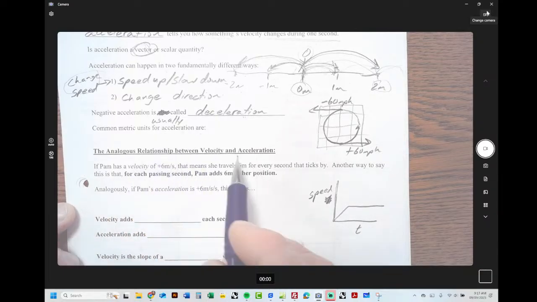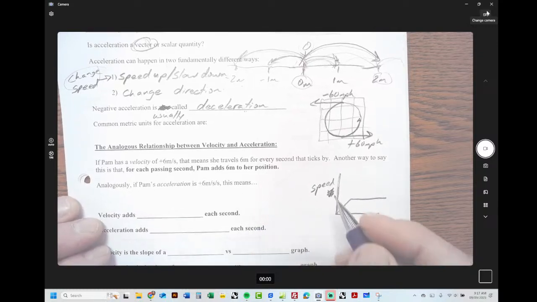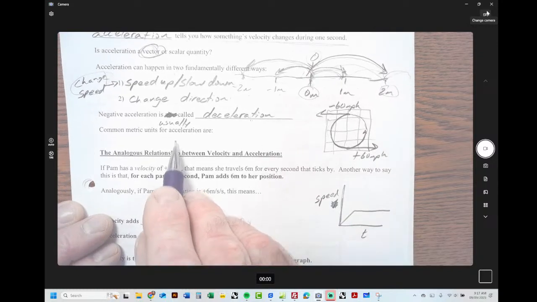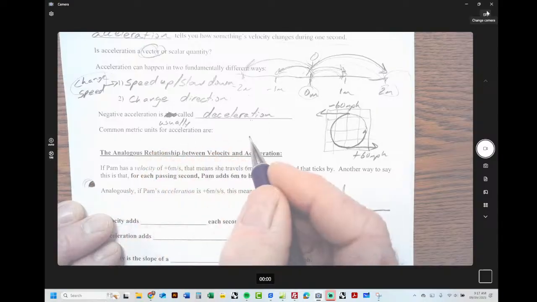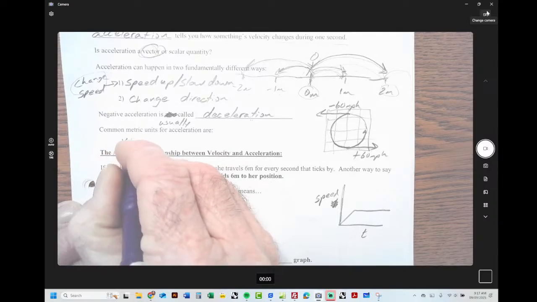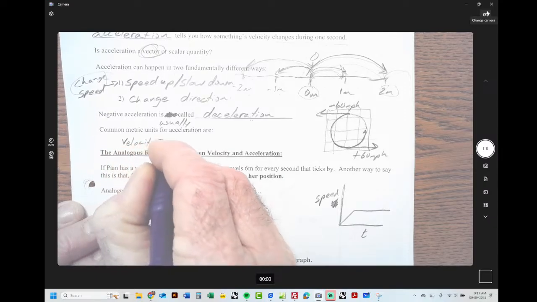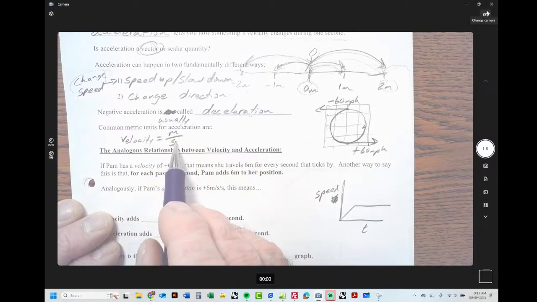The metric units are, I still haven't gotten to the formula. The formula is way down here. So I'm going to write the units for velocity first. Velocity is meters per second. Does it make sense that velocity is meters per second?